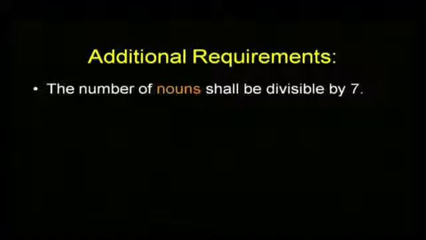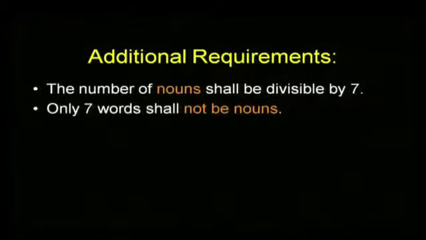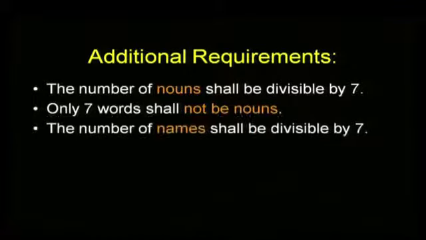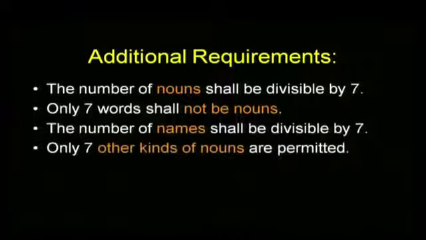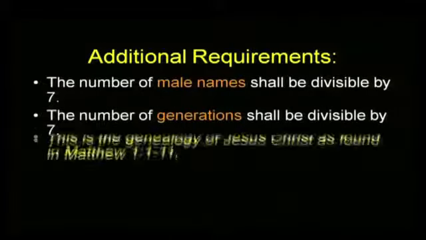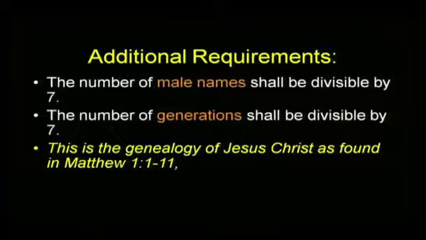Okay. The number of nouns should be divisible by 7. Only 7 words won't be nouns. And the number of names should be divisible by 7. Only 7 other kinds of nouns are permitted. Anyone still playing? Okay. And some other things here: the number of male names is divisible by 7, the number of generations as well. And you've probably guessed what I'm doing here. I'm describing to you the genealogy of Jesus Christ in the first 11 verses of the Gospel of Matthew. They meet all those rules.